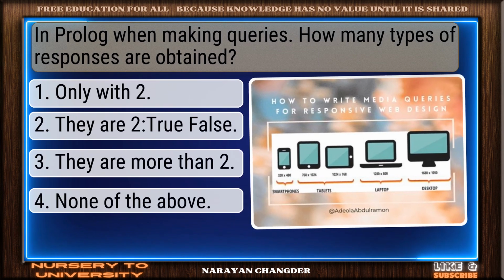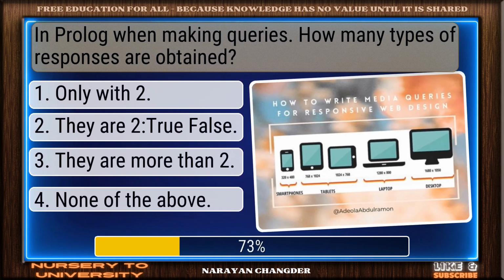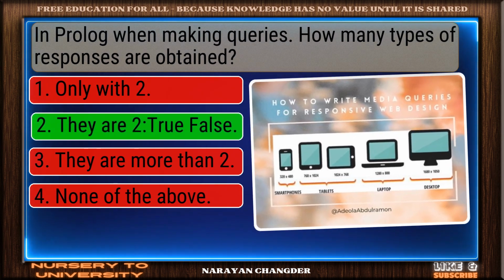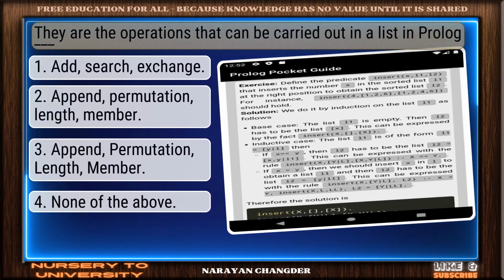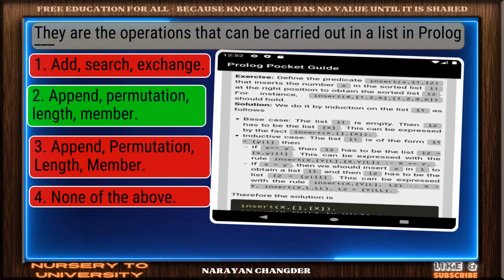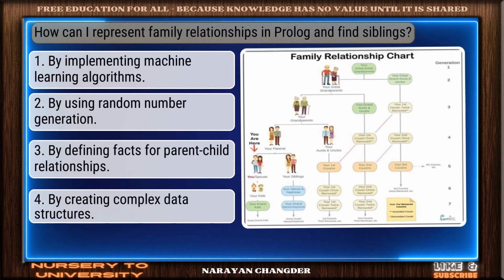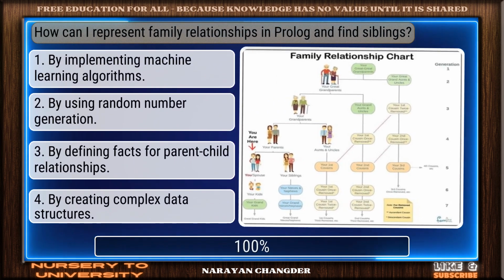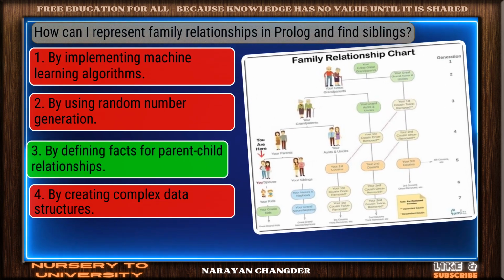Question number 11. In Prolog, when making queries, how many types of responses are obtained? Sharp thinking. They are 2. True-false is the right choice. Question number 12. They are the operations that can be carried out in a list in Prolog dash. Exactly. Append, permutation, length, member makes sense, and it is the right choice. Question number 13. How can I represent family relationships in Prolog and find siblings? Correct. By defining facts for parent-child relationships is the right answer.